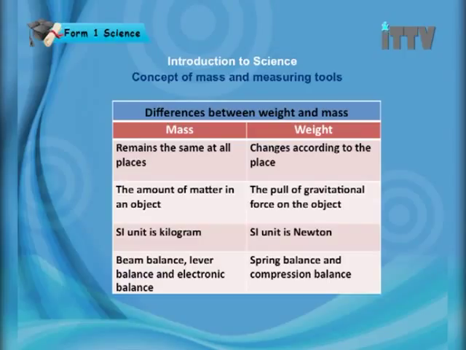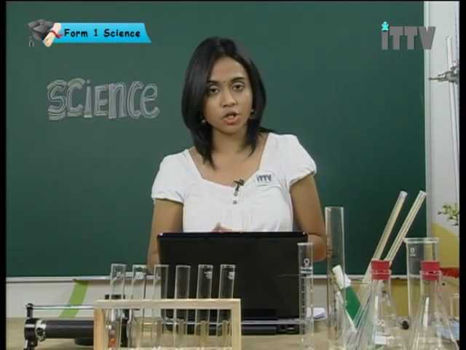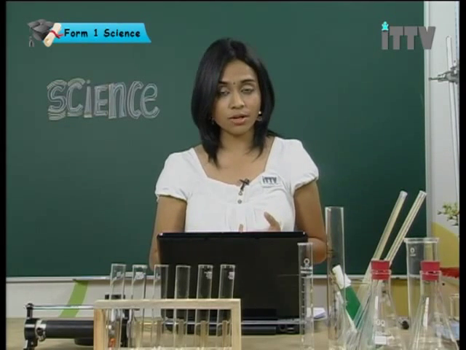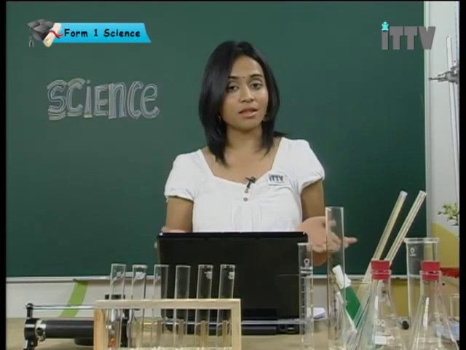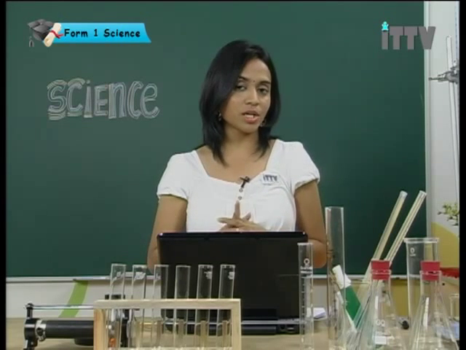Lastly, let's have a look at the tools that you use to measure weight and mass. So, we have got beam balance, lever balance and electronic balance for weighing mass. But for weighing weight, we only have spring balance and compression balance. Now, you just have to remember the first few words of each. Like for mass, you remember beam, and you remember lever, and you remember electronic. But for weight, you remember spring, and lastly, compression. The other last ending word is the same, it's balance. So these are the main differences between weight and mass. I'm sure you can remember them, students.